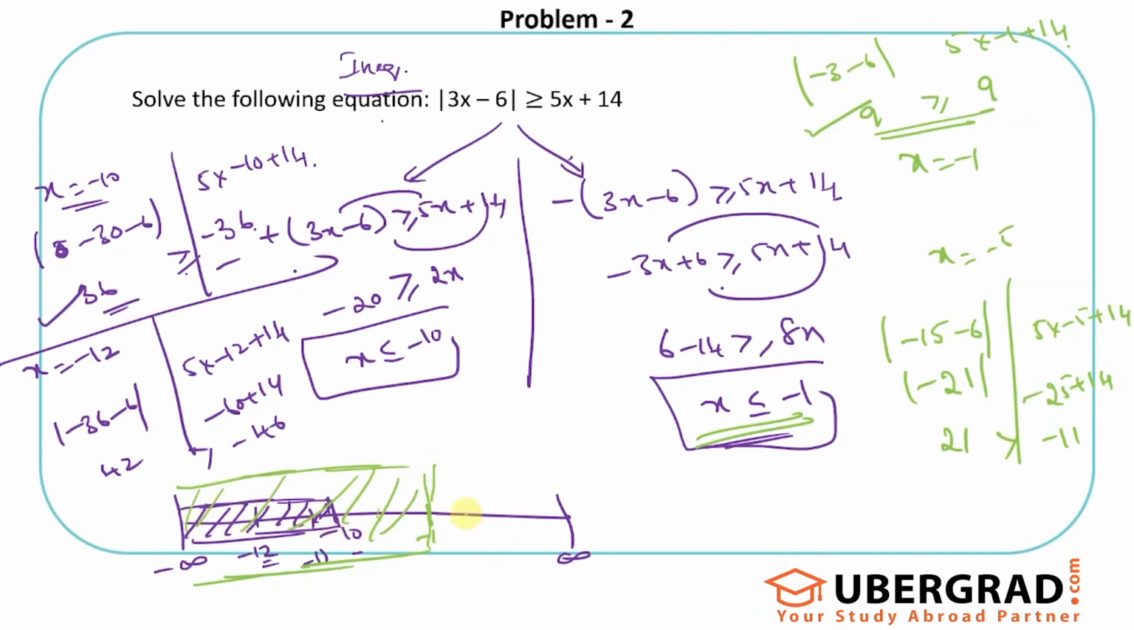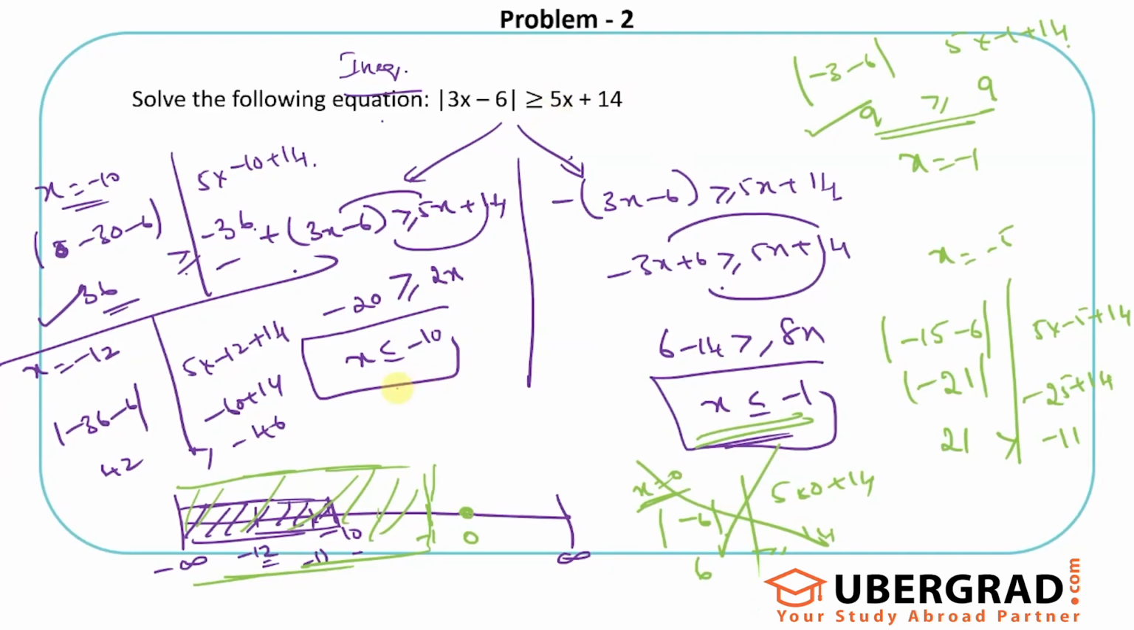Let me check with 0, for example, which is outside these two ranges. X is equal to 0. What do I get? Mod of 0 minus 6 is 6. This is 6. If x is equal to 0, I am checking. What about this side? 5 into 0 plus 14, which is 14. Is LHS greater than RHS? No, this is wrong. If I check anything outside this, it's going to be a wrong inequality.